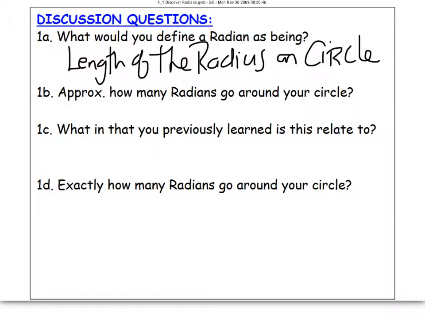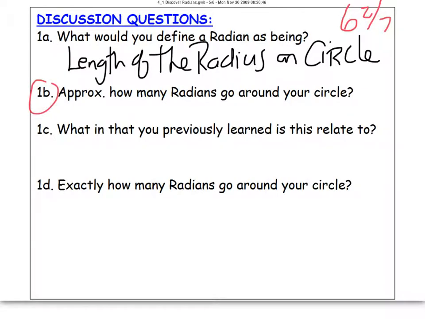How many lengths of the 7 tires would it take to go around the complete circle? Well, the answer is going to come back the same. It's going to be 6 and then 2/7 of the tires at the end. So it doesn't matter the size of your circle. Okay. Now, let's look at 1B.